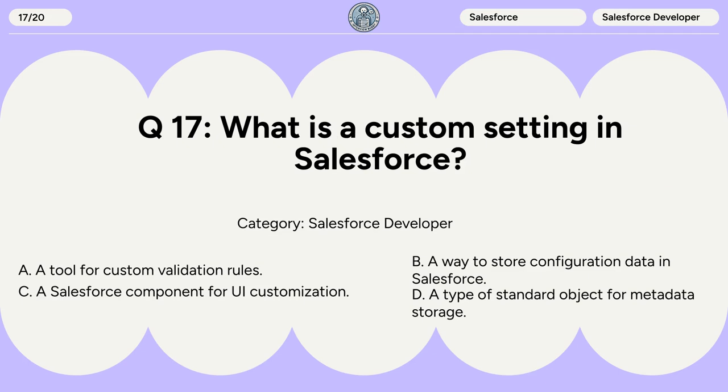Question 17. What is a custom setting in Salesforce? A. A tool for custom validation rules. B. A way to store configuration data in Salesforce. C. A Salesforce component for UI customization. D. A type of standard object for metadata storage.